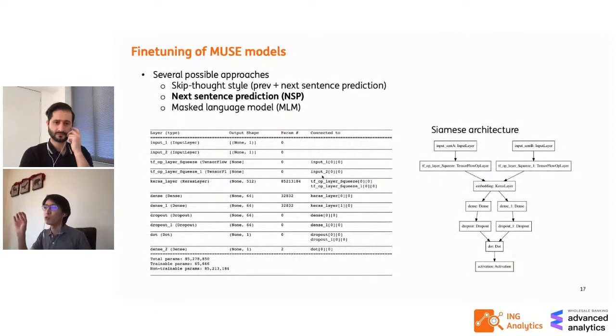I won't have time to go into the details of this slide, except to say that we did try to use an additional Siamese architecture to fine-tune the MUSE models on GPUs with a particular next sentence prediction task. If you don't understand what I said just now, it's not the most important thing, except to say that we did try to fine-tune our models, but the performance was still comparable to that of the pre-trained models. So we did not dive deeper into fine-tuning in that case.